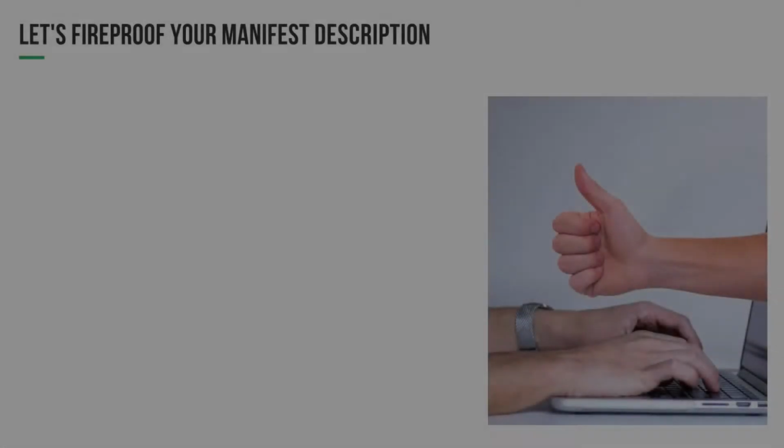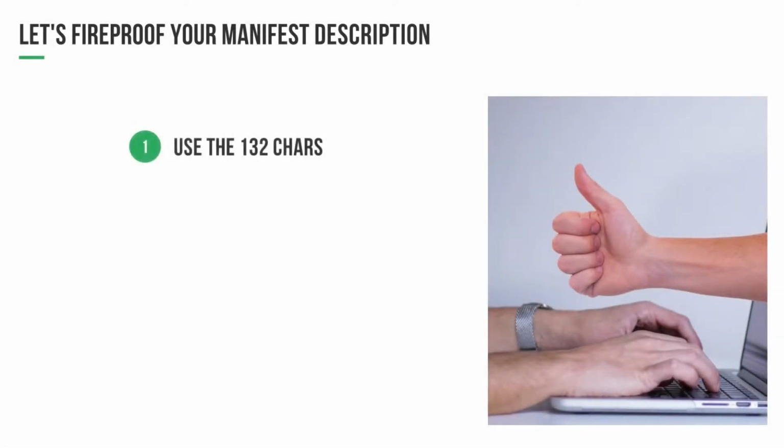Okay, so let's fireproof your manifest description. First, my recommendation would be to use the 132 characters available to really explain what your extension does. Also, share your description with others, a friend or a family member, and ask them, what do you understand when you see this? Like, can you really grasp the intention and the functionality of my extension?